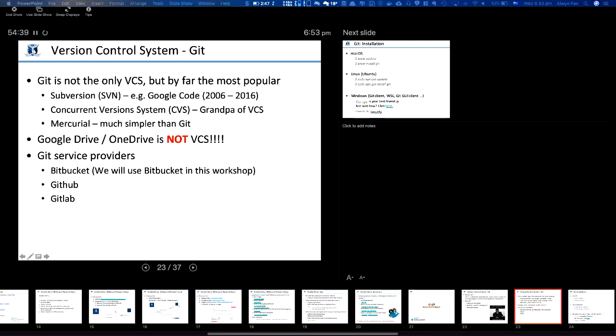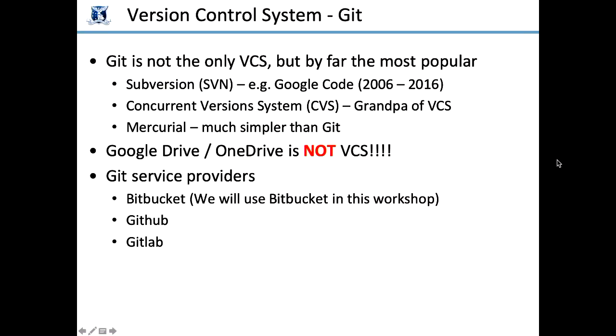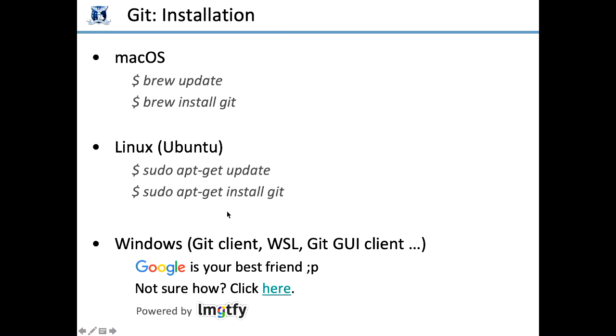The bottom part, sorry. Here are the major Git service providers, such as Bitbucket, GitHub, or GitLab. For this demonstration, we are going to use Bitbucket. And here is how to install Git. Again, for macOS and Linux, it's quite straightforward. You can just follow the recipe here. For Windows, help yourself, just Google it. If you're too lazy to Google, you can click this link. Okay?